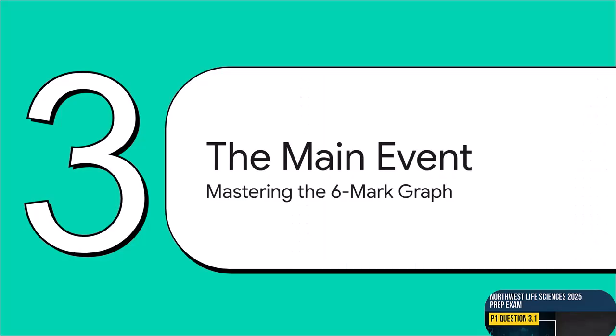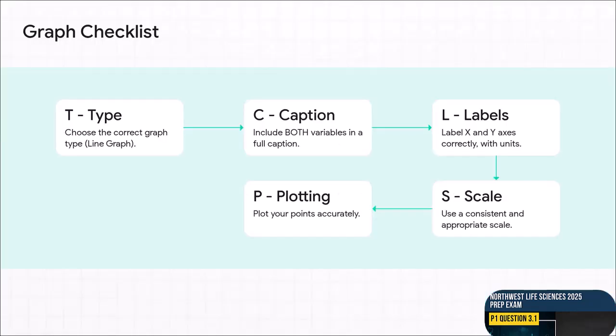All right, team, buckle up. Now for the main event, the 6-mark graph. This is where so many students just needlessly throw away marks, but not you, not after today. There's a system, a checklist, and we're going to absolutely master it. All you got to do is memorize this checklist, TCLSP. That's it. Type, caption, labels, scale, and plotting. This is your blueprint for a perfect 6-mark graph every single time. So you choose the right type of graph, write a full caption with both variables, correctly label your axes with their units, choose a consistent scale, and then plot your points with precision. Follow those steps, and you can't go wrong.